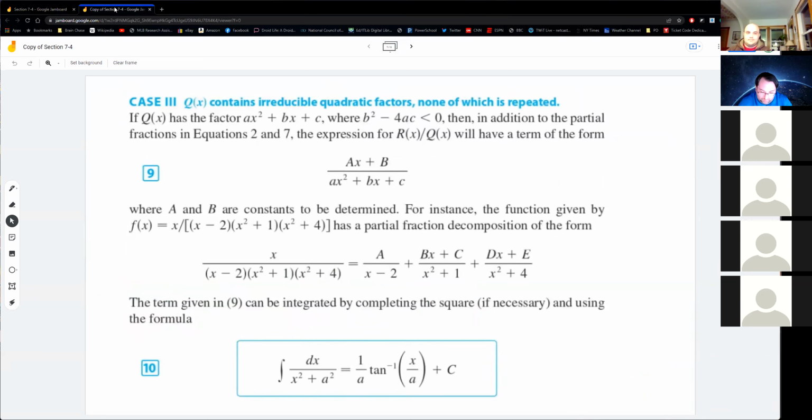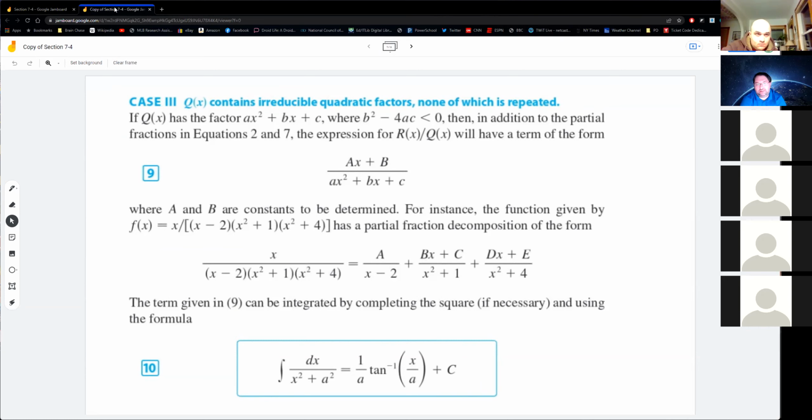All right, so case 3. In the last problem, I got x squared minus 1, which I was able to refactor and break down into linear terms. However, if I had gotten x squared plus 1, I wasn't going to be able to do that. So we have to have a situation where, what do we do if we have something that isn't broken down anymore?